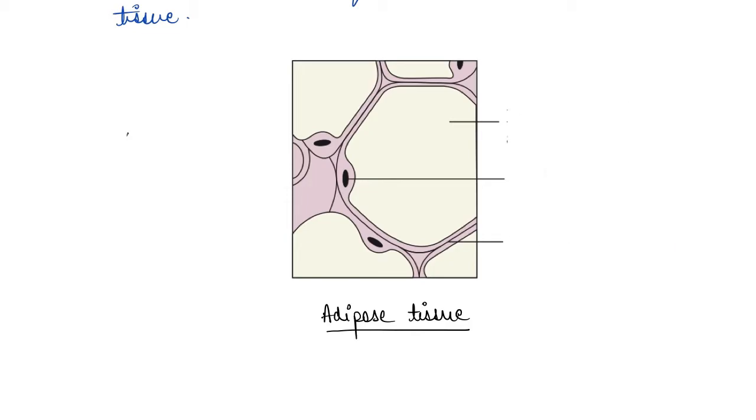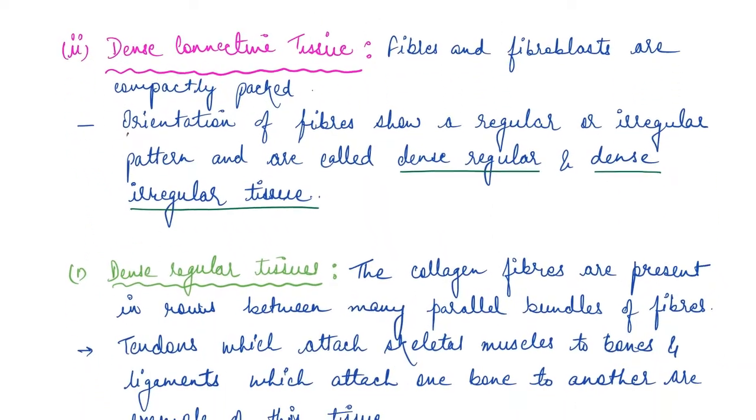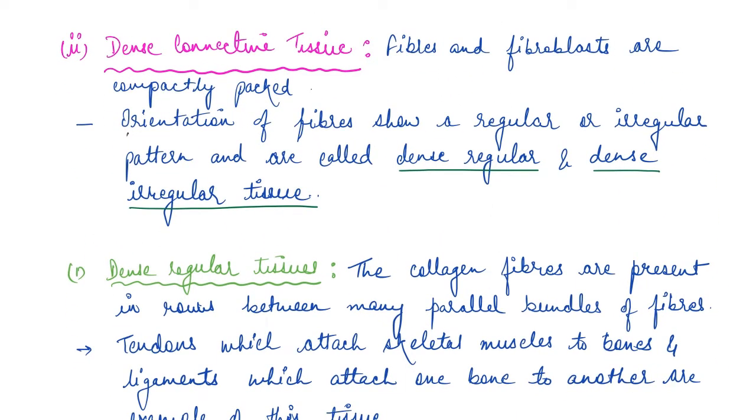Now let's move on to the other type of connective tissue, which is dense connective tissue. Again, as the name suggests, dense connective tissues have fibers and fibroblasts. All the connective tissues produce fibers, right? In dense connective tissues, these fibers and fibroblasts are very compactly arranged, very densely present, right? That is why they have the name dense connective tissue.